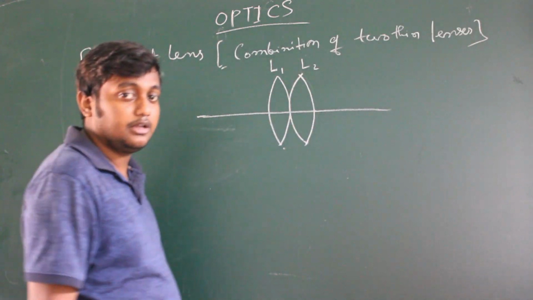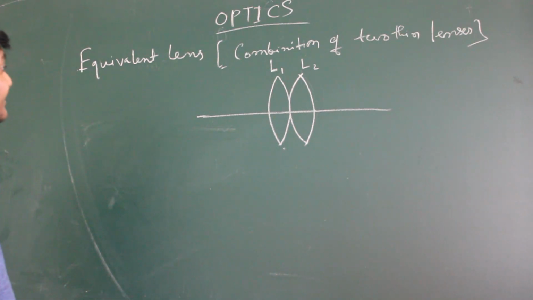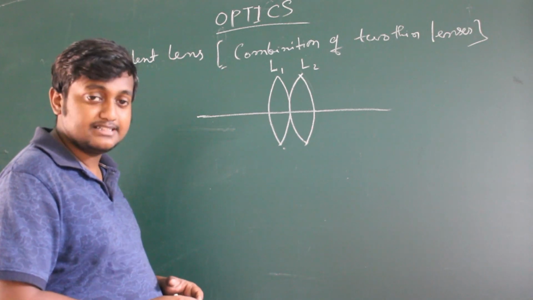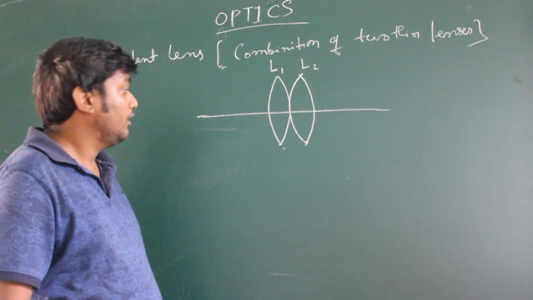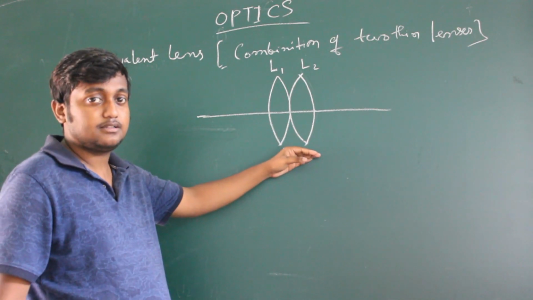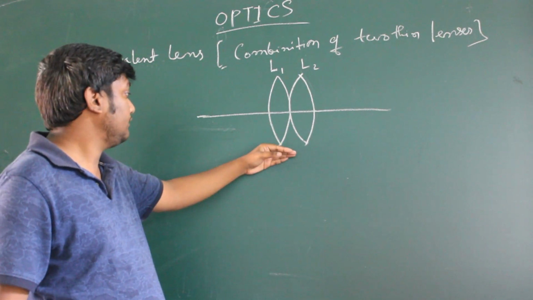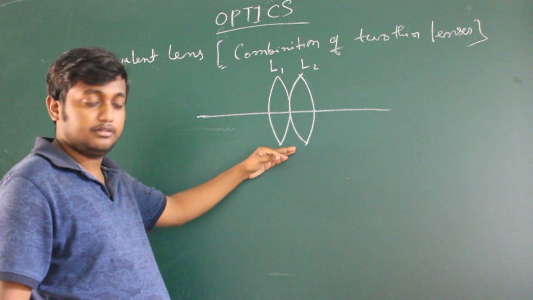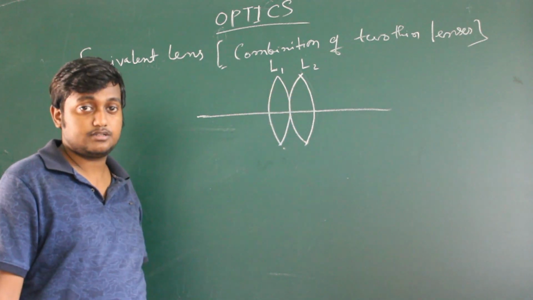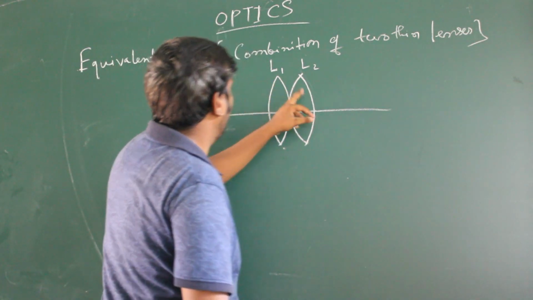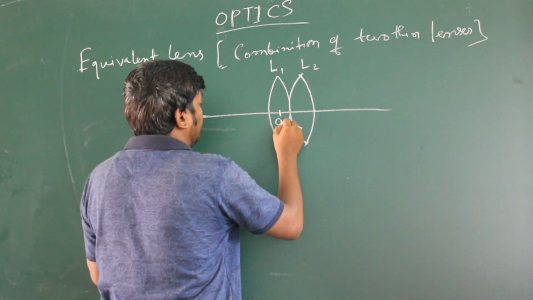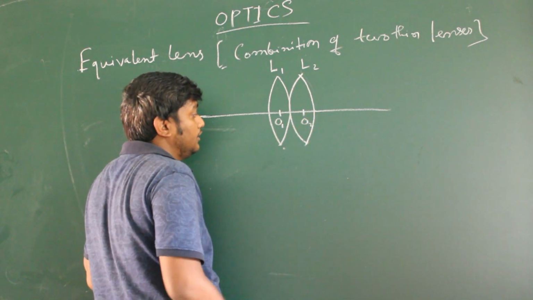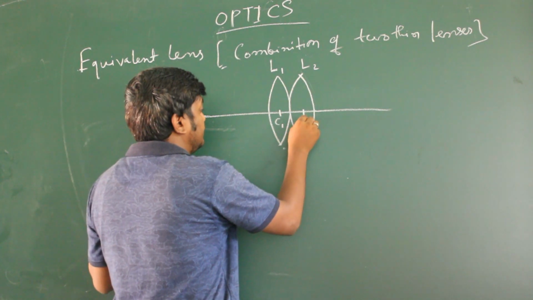Now I am going to discuss the equivalent lens, or combination of two thin lenses. When we place two thin lenses together, we get a combination of two thin lenses. Now we'll see how we can derive the equation for these two thin lenses. We consider two lenses L1 and L2. Suppose O1 and O2 are the optical centers of these two lenses, or you can call them C1, C2.